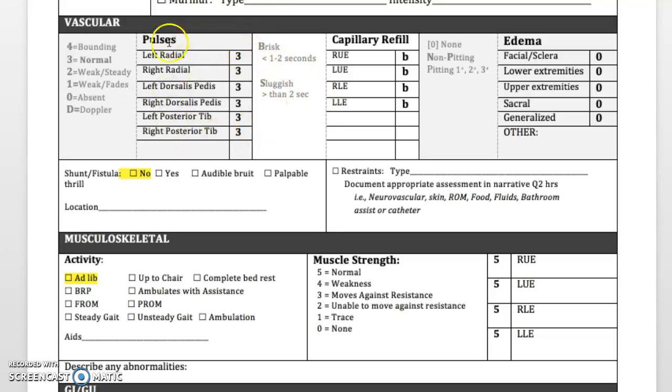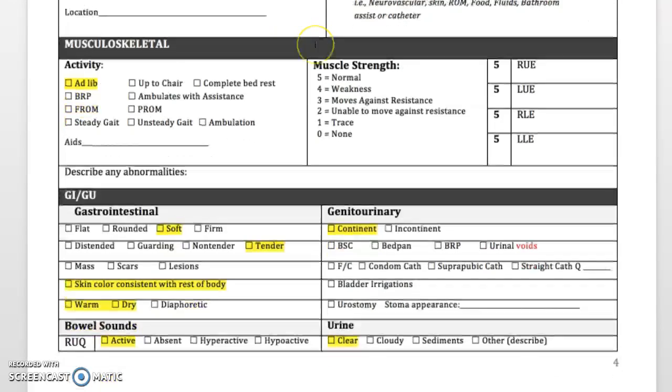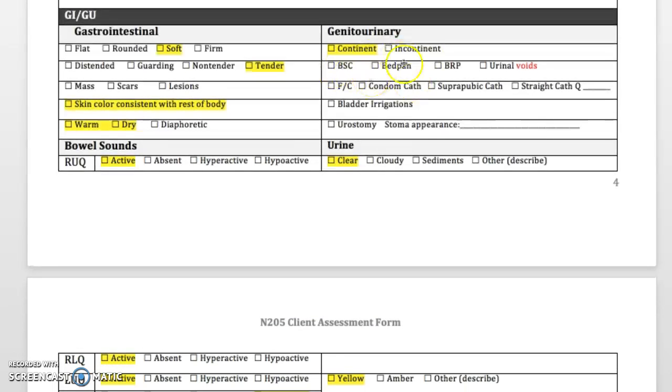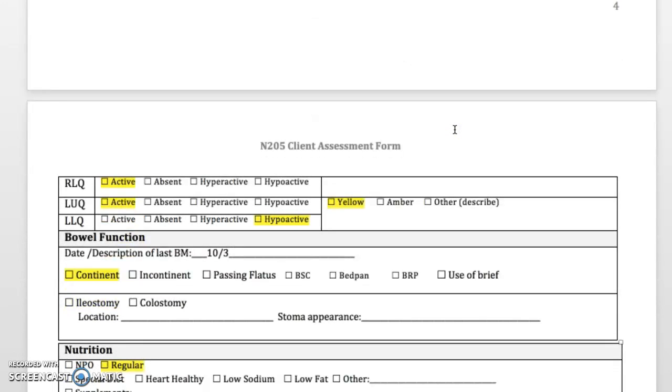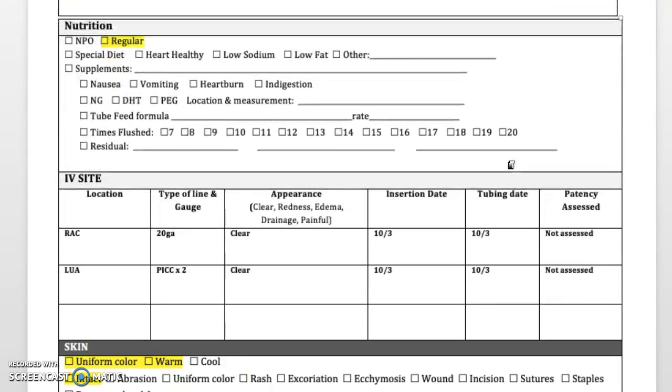Sometimes our pulses are going to be hard to find because a lot of our patients are going to have edema, so we need to document that as well. A shunt or fistula is what patients use for dialysis. Hopefully we'll be able to hear a bruit and feel a thrill. Musculoskeletal, that's pretty self-explanatory. You just kind of check what you find on your patient. If you find abnormalities, like if you have absent bowel sounds, we need to be describing that and also tell somebody because that's not normal.